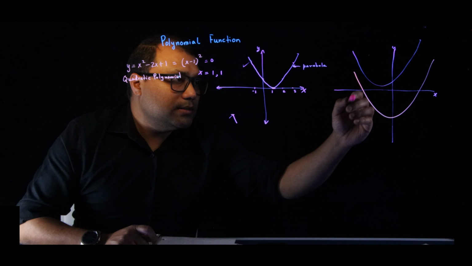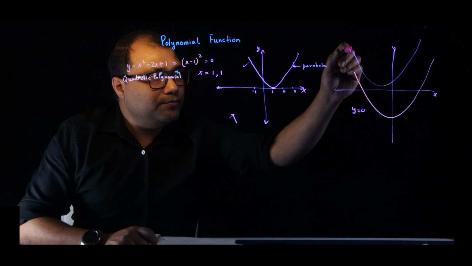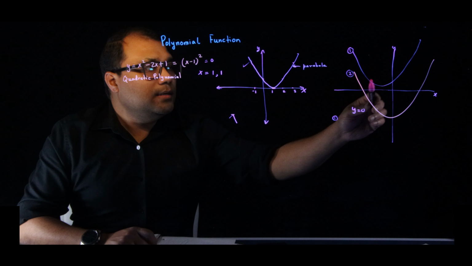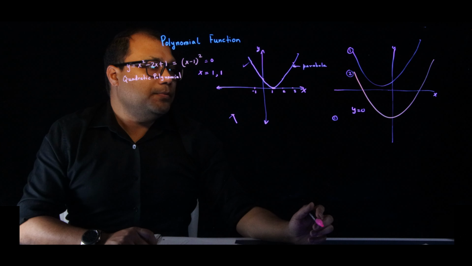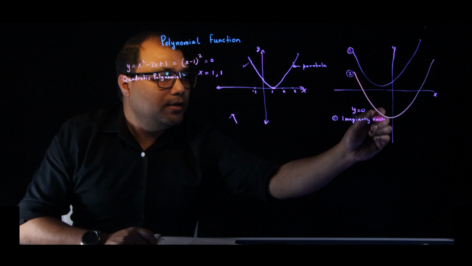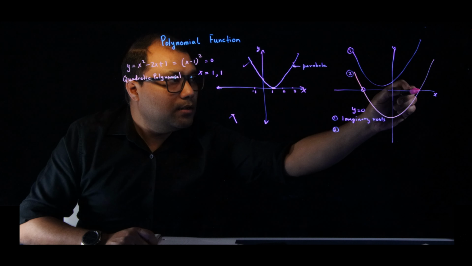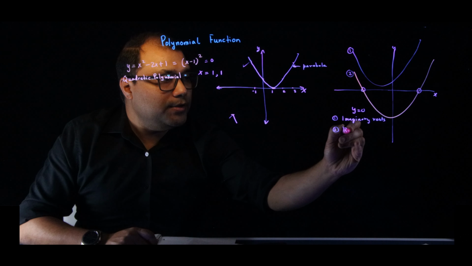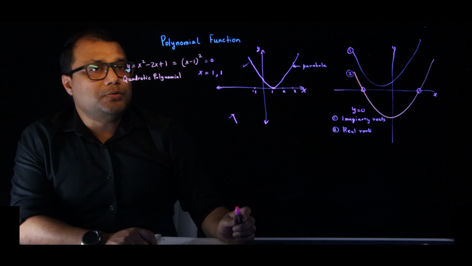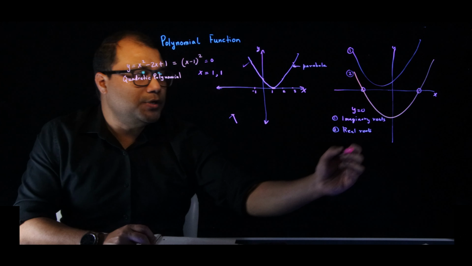In this case, when we find y equals 0, let's say for graph number 1 and graph number 2. For graph number 1, you can see that y is never equal to 0. So that has imaginary roots. It does not have real roots. In graph number 2, you can see y equals 0 at this point and at this point. This has real roots. And the maximum number of roots that can happen is equal to the degree of the polynomial. For quadratic polynomials, it is 2. So 2 real roots here.